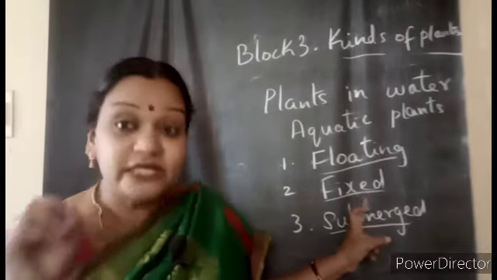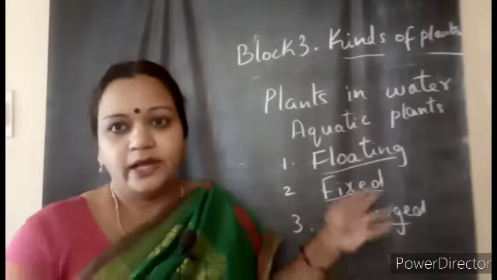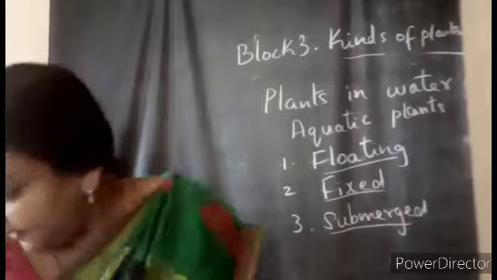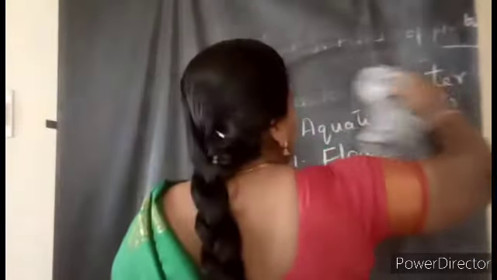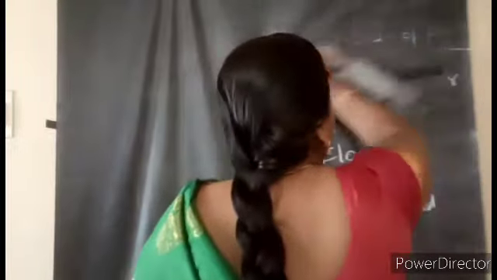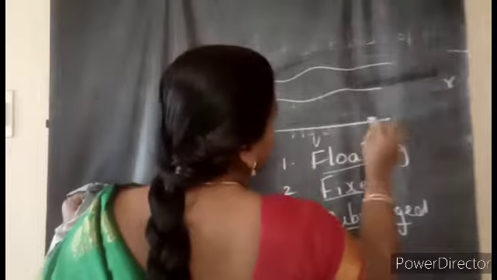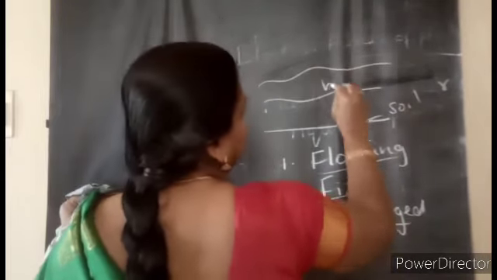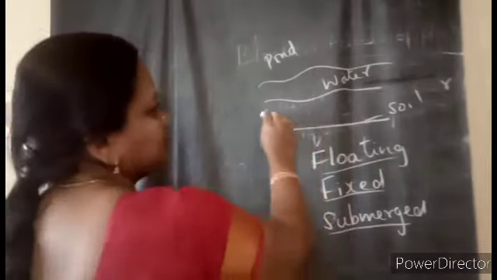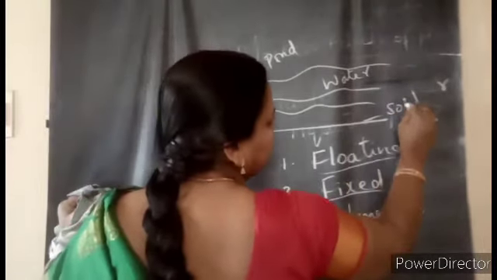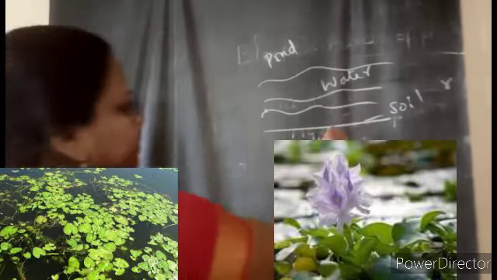But when you talk about the fixed plants, the root will be fixed under the soil, and the plant is above the water. See, for example, if there is a water body, a pond is there. Like this, water is there. So under it there will be soil, no, children? This is water. It is a pond, you think. So this is water. Under the water, soil is there, no, children? So the roots of these fixed plants will be fixed to this soil.